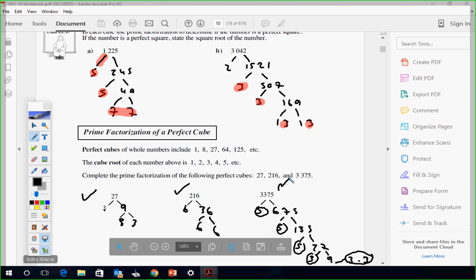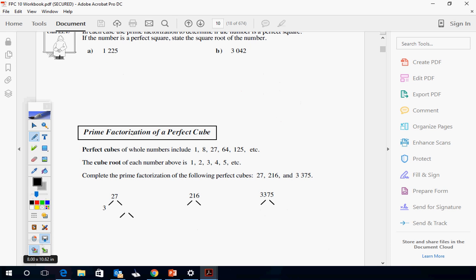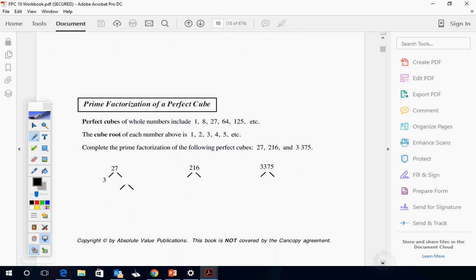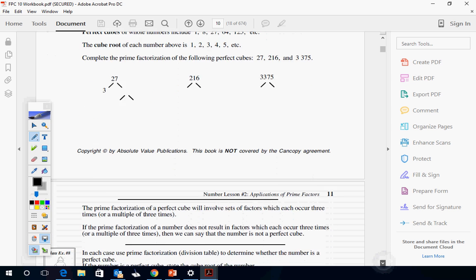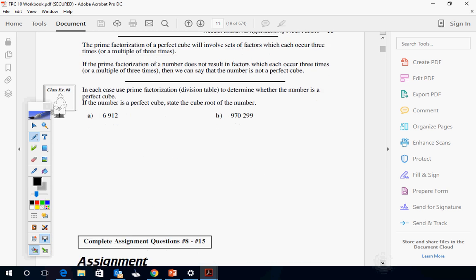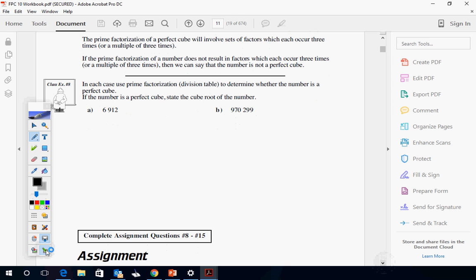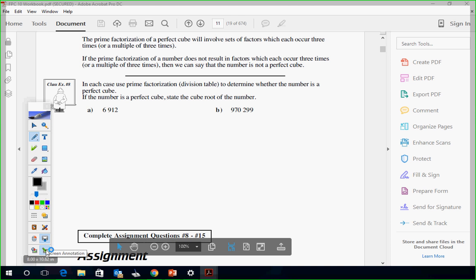Okay, and on to our last example here. Last piece. The prime factorization of a perfect cube will involve sets of factors which each occur 3 times or a multiple of 3 times. So that's what we talked about, groups of 3. If the prime factorization of a number does not result in factors which occur 3 times, then it's not a perfect cube. Same thing as the perfect square, except for a perfect square it was 2.